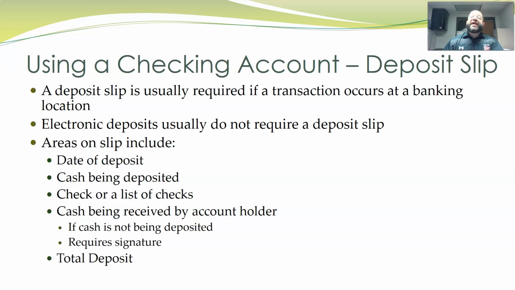Now, when you fill out a deposit slip, there are several areas to keep in mind, right? You're going to have the date of deposit. Obviously, you put whatever on there. We'll look at that, right? You're going to have an area if there's cash being deposited. Sometimes there is, sometimes there isn't. You're going to have a list of checks that are being deposited. If you do have a single check, that's fine. If not, you have a whole list. You have cash being received by the account holder, so any cash being returned to you off the checks. And then, of course, the signature and the total deposit, right? That way the bank or the teller knows what's going on and knows what you're wanting to do, okay? You can't just tell them, I want to do this and get this back. They need to have that on record.